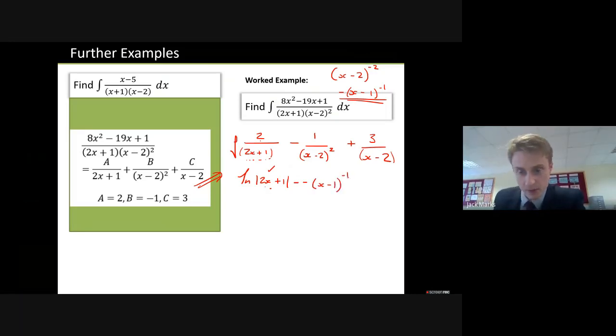X minus 1 to the minus 1. And this one's a bit nicer. Put the 3 at the front, natural log of x minus 2. Okay, so that can be a plus.